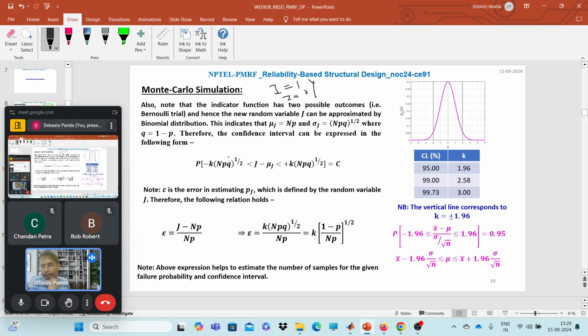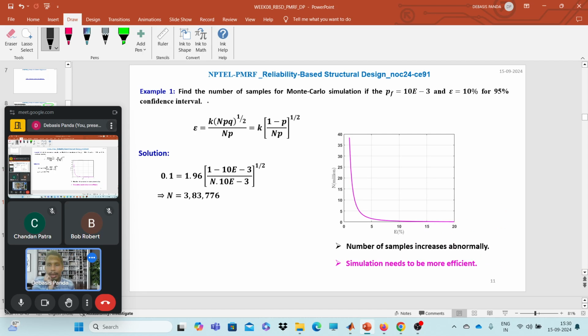Now here, if we look at the confidence interval formula, this will be the confidence interval, and if we solve for error, we can get the equation related to the number of samples. So if we have some error and if we know the confidence interval, say for example for normal distribution, for 95% confidence interval, what should be the value of k? We have already been through that. That is 1.96. So for that k value, using this equation, we can get the number of samples we require to get the desired probability of failure.